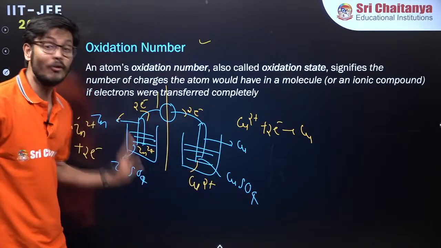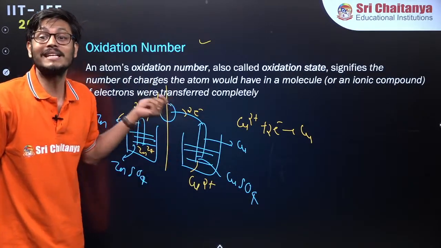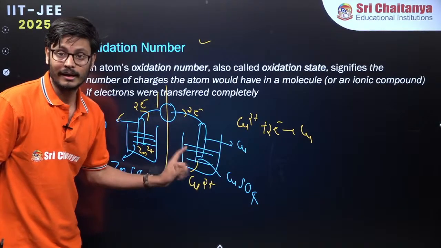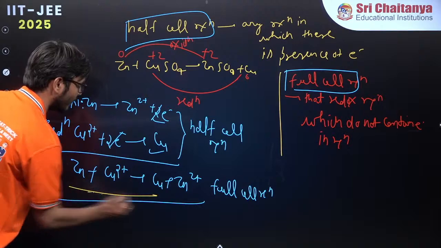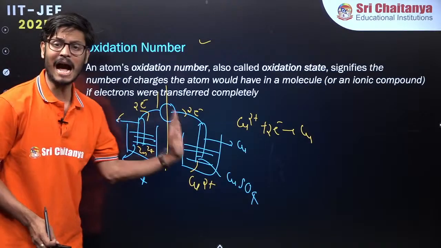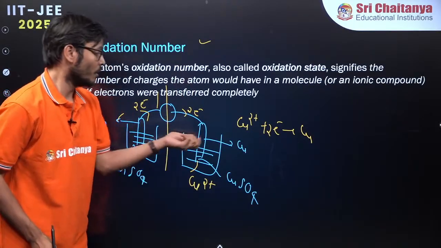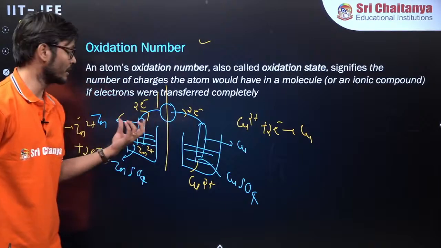So now there is a full cell. Voltage has come. It is a full cell, right? In the full cell, if I add the two equations, we don't have any electrons. This is a full cell. What is a half cell? You take only one, so either reduction is happening or oxidation is happening.